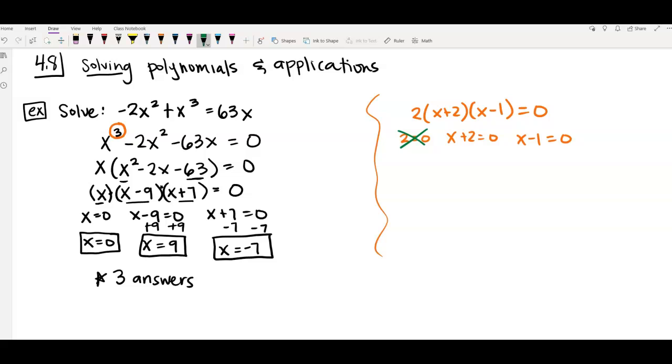Because if you foiled this back together, your highest exponent would be an x squared because you'd have this x times x. So you expect to only get 2 answers from this. And those answers would be x equals negative 2 and x equals positive 1, right? Because only if you factor out a variable, like we did on this first one, will we have an answer for that one. Does that make sense what I'm saying?